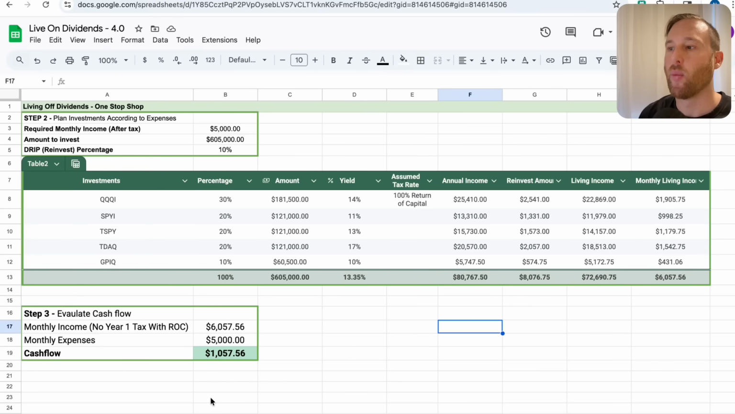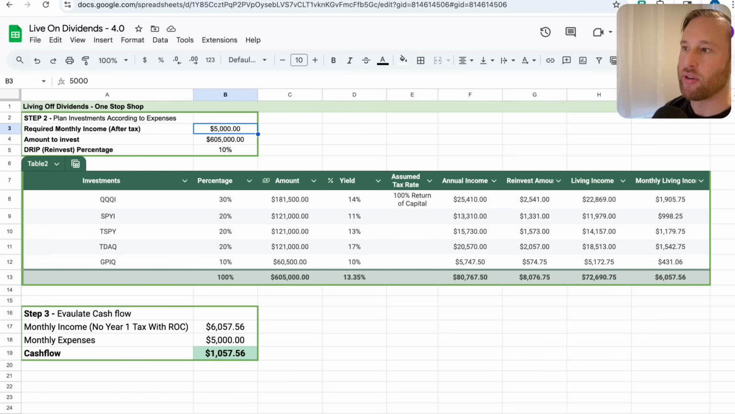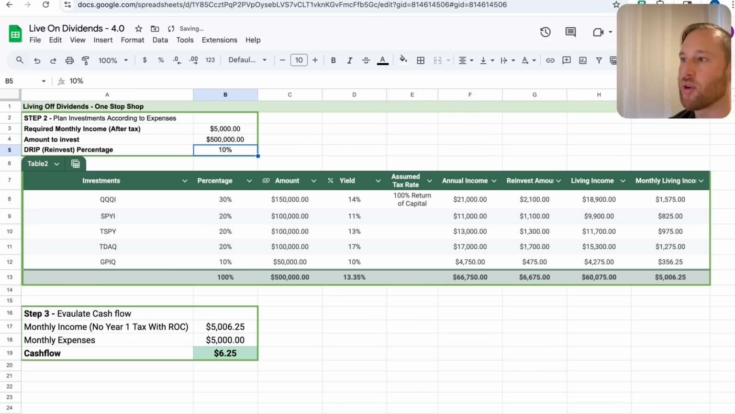And then next up, step two, is to plan out our portfolio and our respective cash flow analysis. All right. And so this is going to be, generally speaking, a bull market. In this case, we have decided to invest $605,000. It's a lot of money, guys. If we want to go down to 500,000, you can do so. You can adjust this as you see fit, and you can also adjust your drip percentage, so how much you want to reinvest into this portfolio, instead of withdrawing to live on.